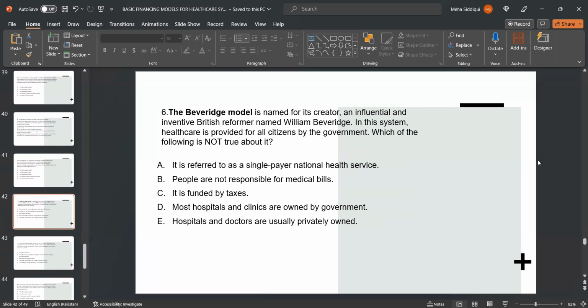MCQ number 6. The Beveridge model is named for its creator, an influential, inventive British reformer named William Beveridge. In this system, healthcare is provided for all citizens by the government. Which of the following is not true about it? It is referred to as a single-payer national health service. People are not responsible for medical bills. It is funded by taxes. Most hospitals and clinics are owned by government. Hospitals and doctors are usually privately owned. E. Yes, E is the right option because they are usually owned by the government.